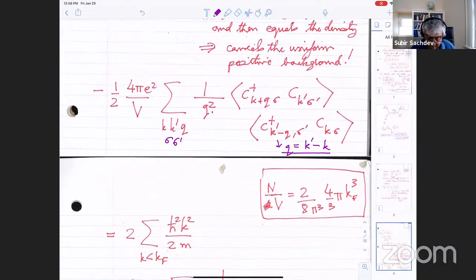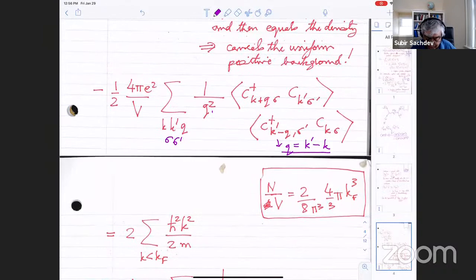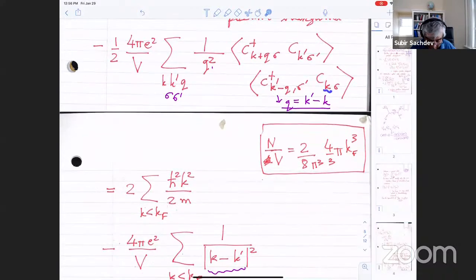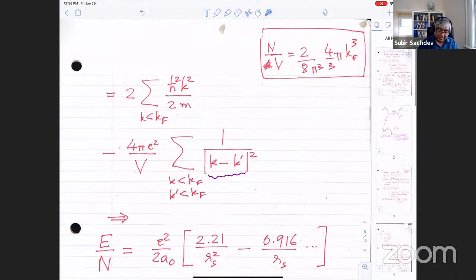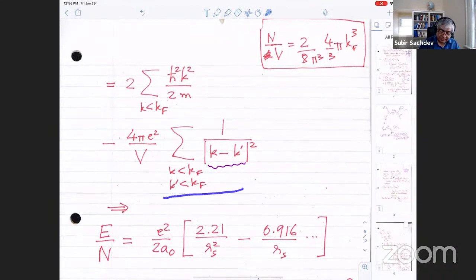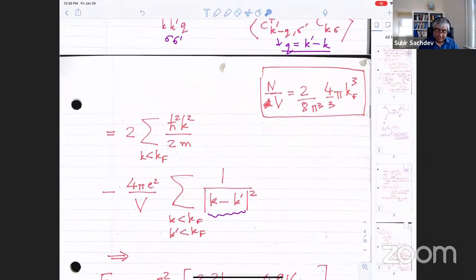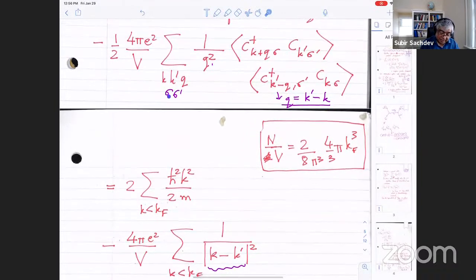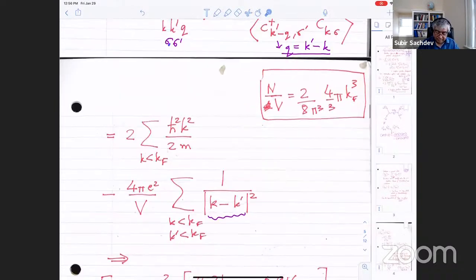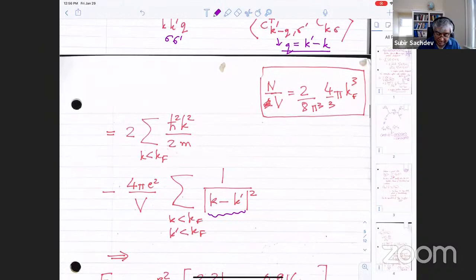And then what else? So there you have some constraints. For this to be non-zero, you have to annihilate a particle that's already there. So K prime has to be less than the Fermi wave vector, and K has to be less than the Fermi wave vector. And then you have to sum over K and K prime. And so this is what you get. Okay. And then there's a sum over sigma that cancels the factor of 2. And this is just some integral.